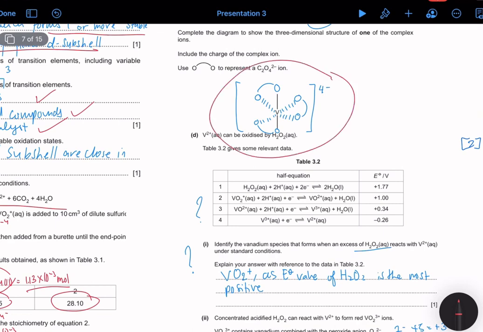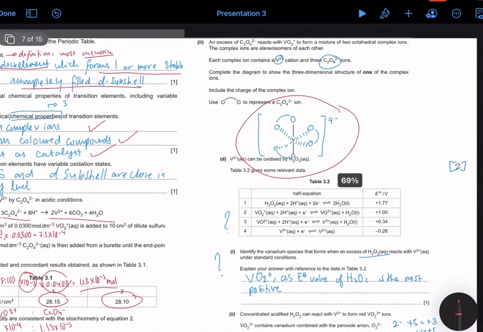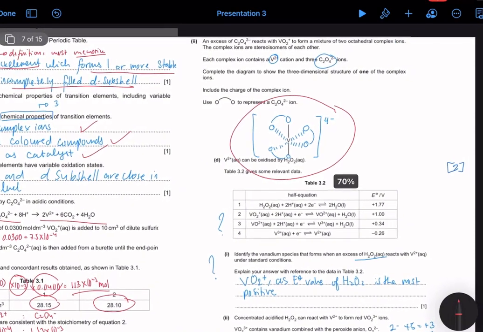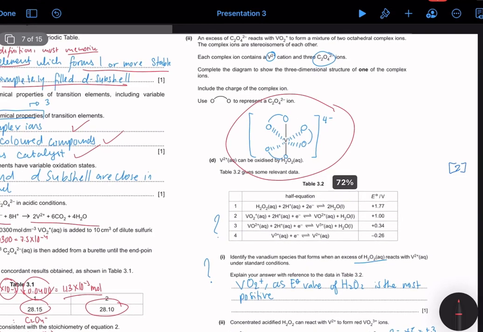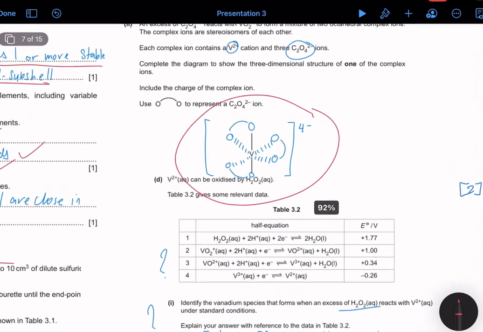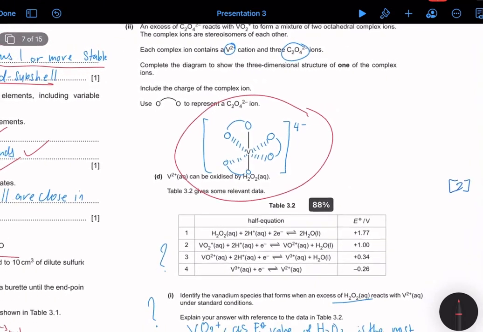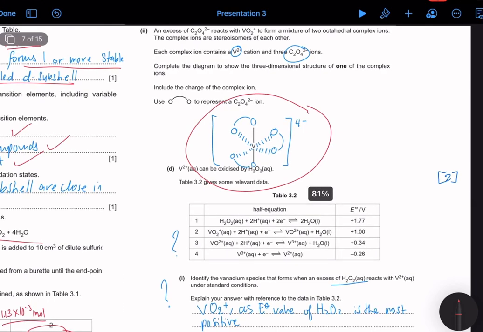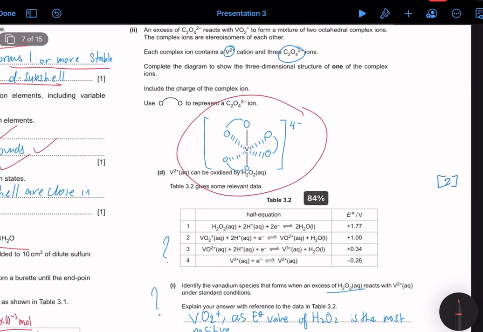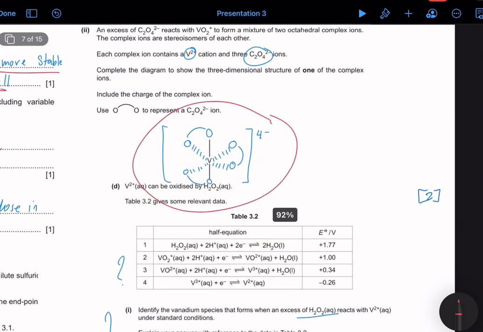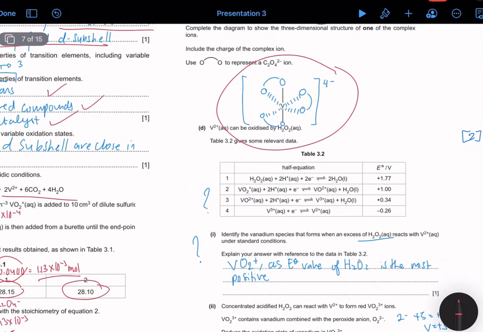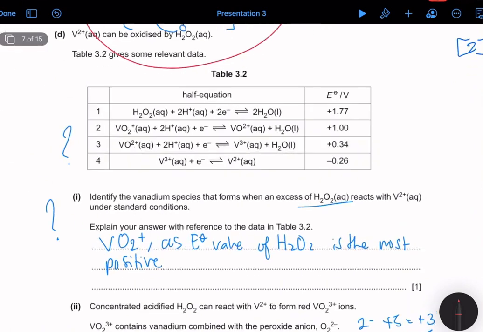As you can see, it's bonded to a central cation, and you can see 3 C2O4 2- ions. And the overall charge is 4 minus, because you have 3 times minus 2, which is negative 6, and plus 2, that would be negative 4. So that's why the charge is negative 4.